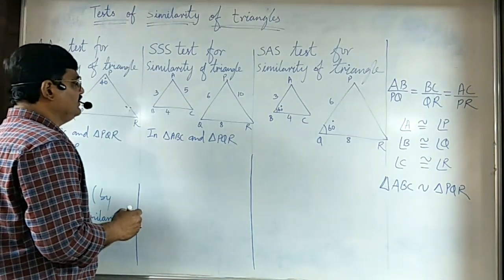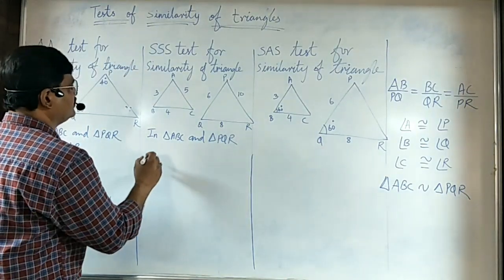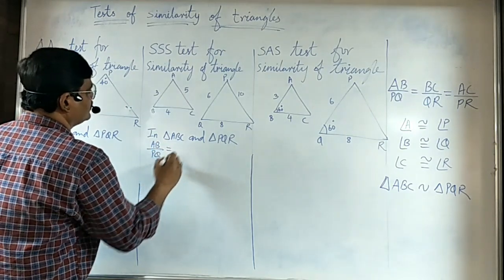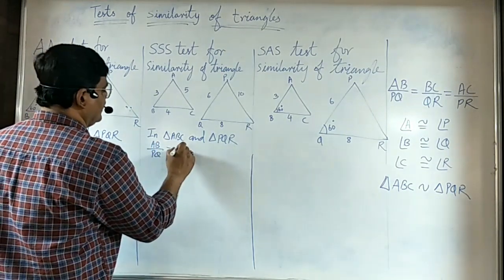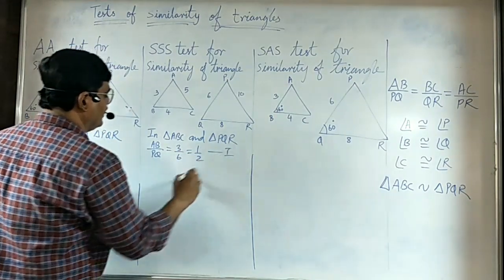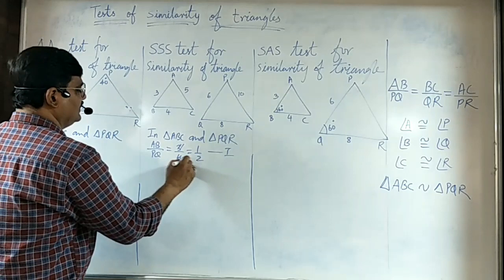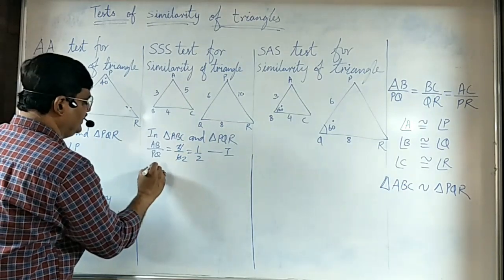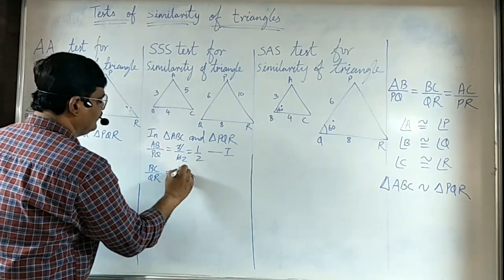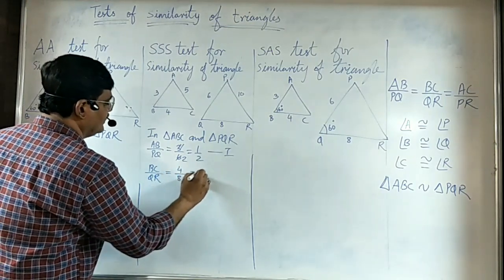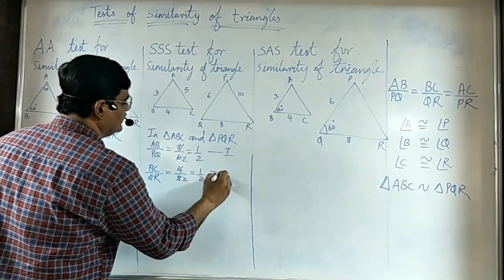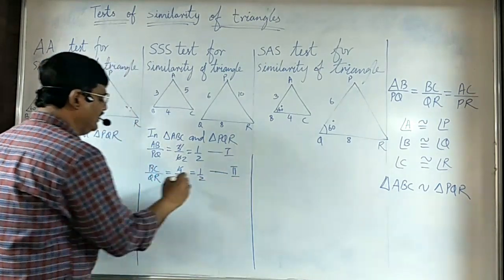So what we have to do here is take the ratios of these sides. AB upon PQ is equal to 3 upon 6, and if you divide you will get 1 by 2. That's my statement number 1. 3 ones are 3, 3 twos are 6. Same thing, BC upon QR is equal to 4 upon 8. You will get 1 by 2. 4 ones are 4, 4 twos are 8.